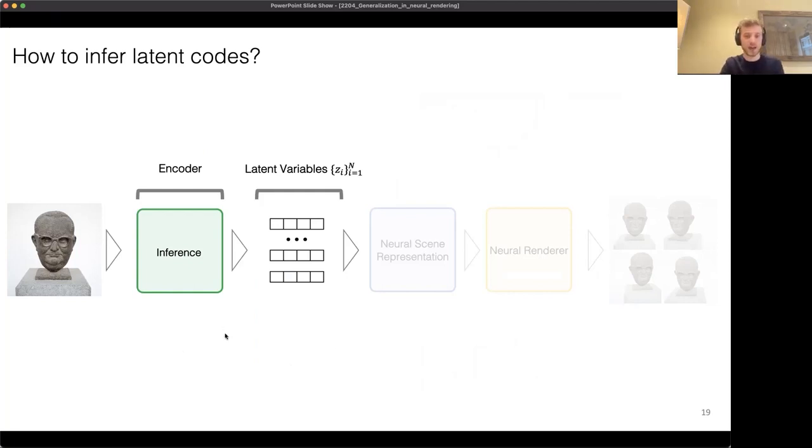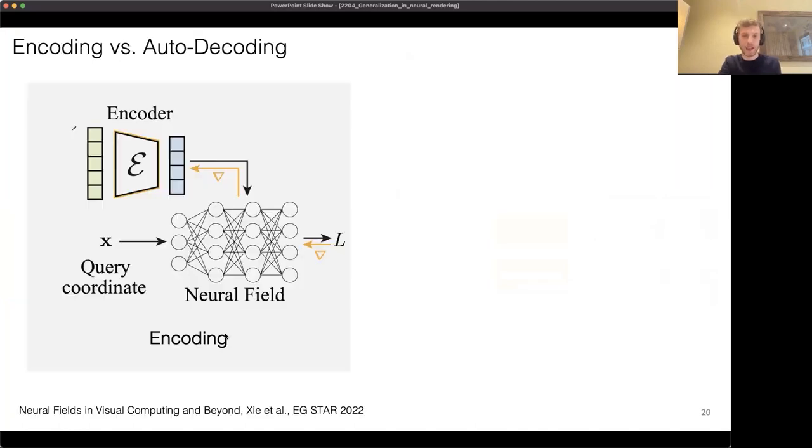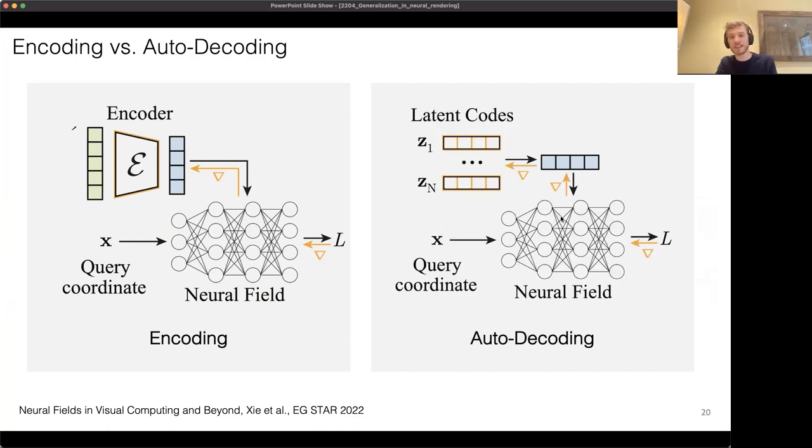Cool. Lastly, how do you infer the latent codes? In general, that is done via an encoder. So you have, for instance, an image, you use an encoder that outputs a latent code, and then that's what you use to condition. Or you can also do it via auto-decoding. Here the idea is that for each of your training samples, you have a set of latent codes, and you're jointly optimizing these latent codes together with the weights of your neural field or neural scene representation. We don't have time to go into depth, but these are basically the two general approaches.